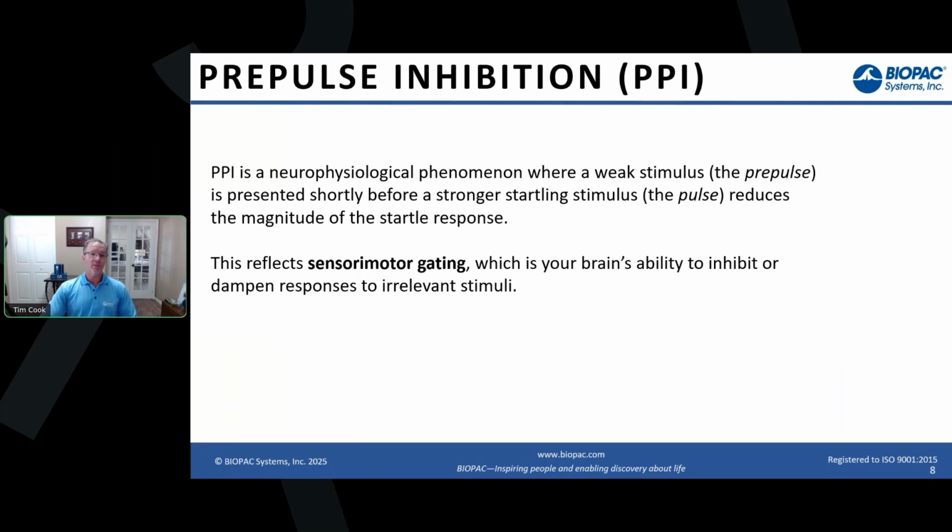Now, prepulse inhibition is basically where we create a smaller stimulus prior to the larger, stronger startling stimulus. And generally with that, most of the time you're looking to see a reduced magnitude of the startle response. So you're going to see a lower peak EMG response when a PPI is presented prior to the actual startle.